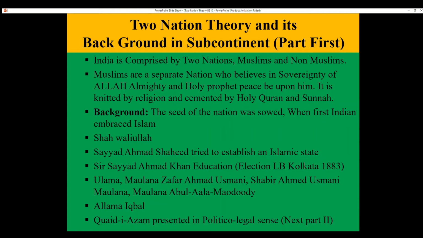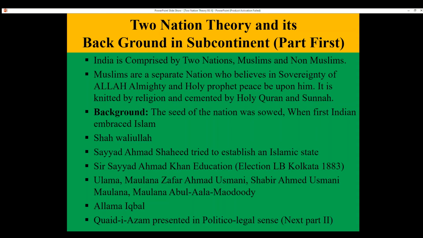At this time, one incident happened. The local body elections according to the 1883 Act were held. In the case of Calcutta, the Muslim population was more than 30%, but they couldn't elect a single representative in the municipality. So they approached Sir Syed Ahmad Khan and requested the nomination of at least one Muslim. Sir Syed Ahmad Khan said the solution of this is a separate election.